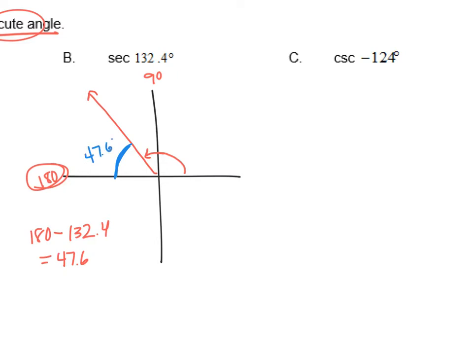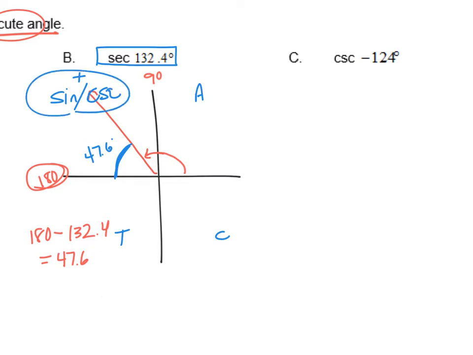So we need to know if secant is positive or negative in the second quadrant. So all students take calculus. So sine and cosecant are positive in the second quadrant, which means secant must be negative. So our final answer is a negative secant of 47.6 degrees.